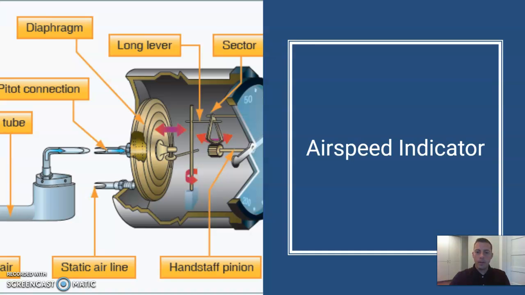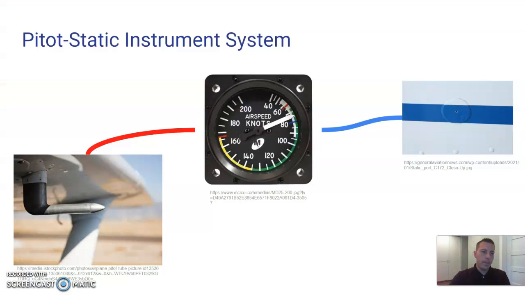So we'll talk specifically about the airspeed indicator now. And like I said, it's the only gauge in this pitot-static system that's connected to both sources. So we have our pitot tube with that plumbing that you just saw a picture of, and that's going to go to our airspeed indicator. And then we have our static source, which is also connected to that.